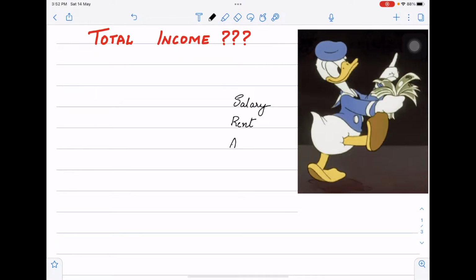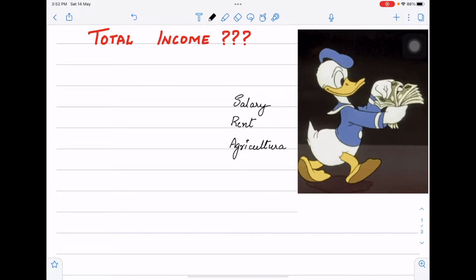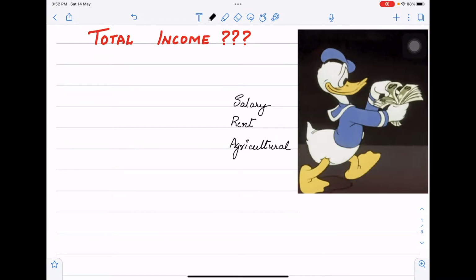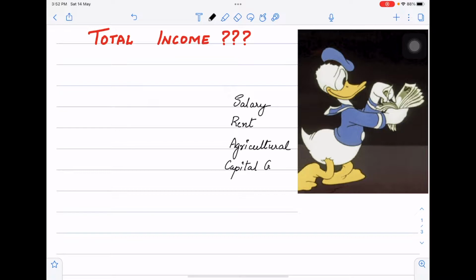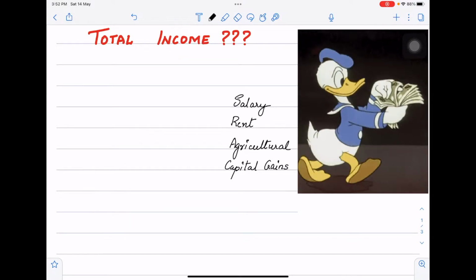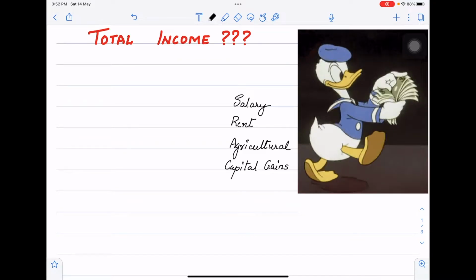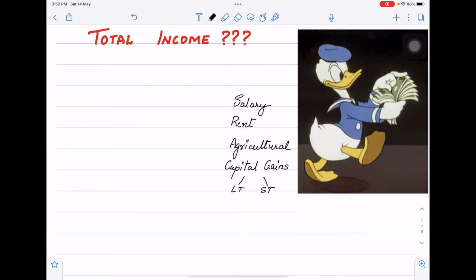Let's say there is some agricultural income that you have. Let's say there are some capital gains. Now what do we mean by capital gains? So let's say you've sold a plot of land or if you have sold your shares or something of that sort. So this includes either long-term or short-term capital gains, wouldn't make a difference.